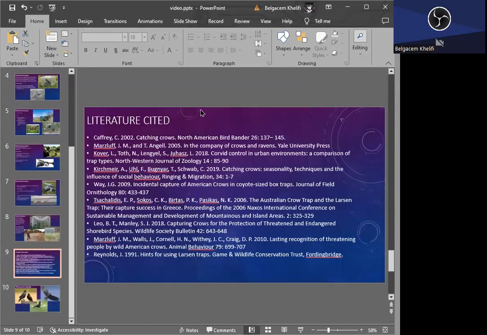Here's some of the literature cited that go into further detail, backing up all of the claims made with each of the methods, some of the pros and cons. These papers go into further and more detail into each of the topics.